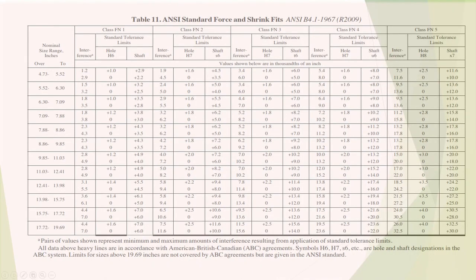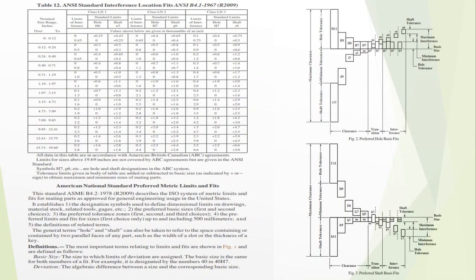So a very good example of force and shrink fits is when we have to fix a bearing on a shaft, or for interference fits, we could say the fixing of a bearing in an axle of a vehicle.